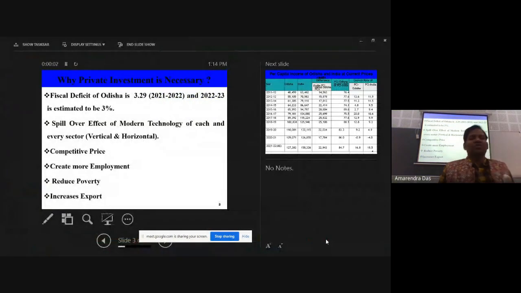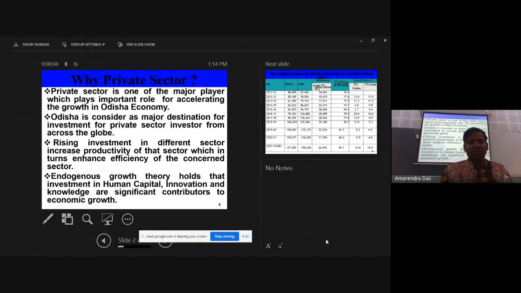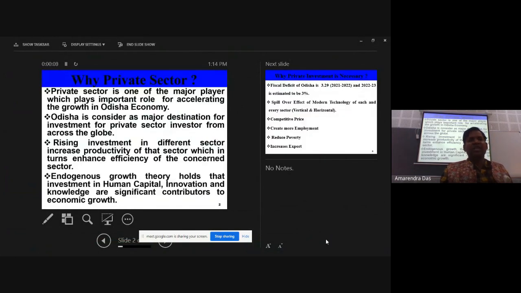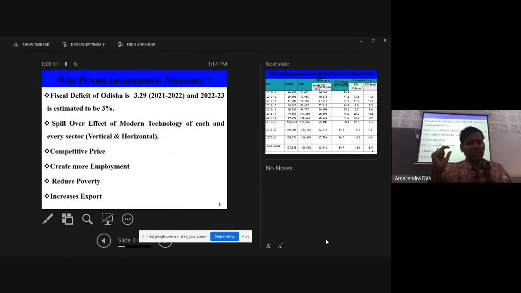Good afternoon. My topic is the role of the private sector in Odisha's economy. Basically, this paper is divided into three parts, and it is a working paper. Still, we are working on it. The empirical part we'll do after this.